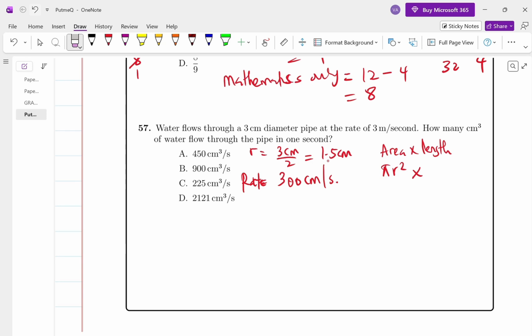How many centimeter cubed of water? Okay, let's see. We have 1.5, so this would be pi brackets 1.5 squared. That's what we're going to be having. And then, let's see. Do I have to press my calculator for this? Hold on.